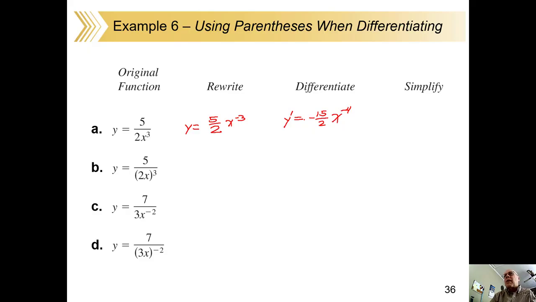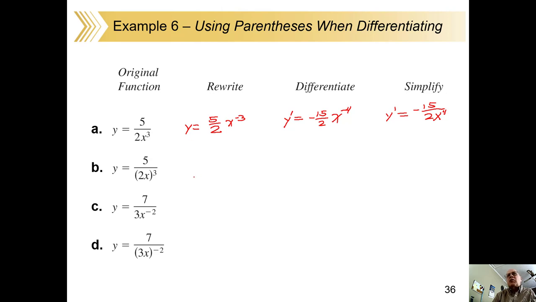Last of all, we're going to put it back together the way it normally would look. So our derivative equals, now I've got the negative 15 over 2, and the x to the fourth means that x needs to go in the denominator with a positive exponent. And there's your answer. Next one. Sneaky. This is a good example because it looks like the first one at first glance.